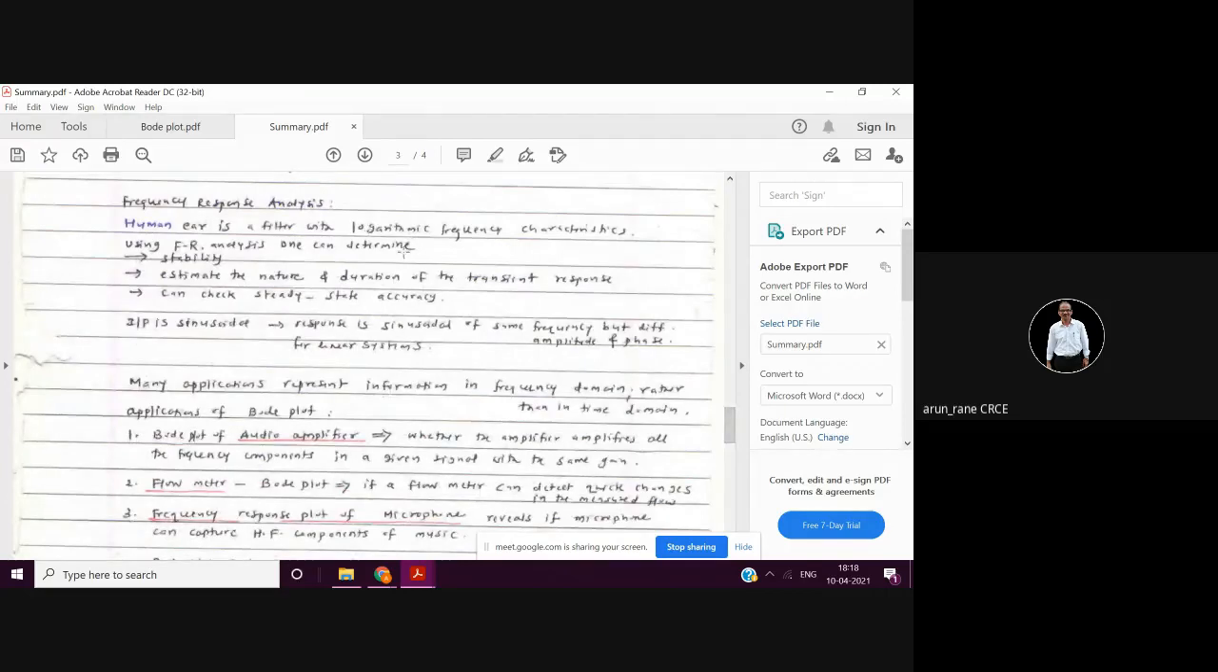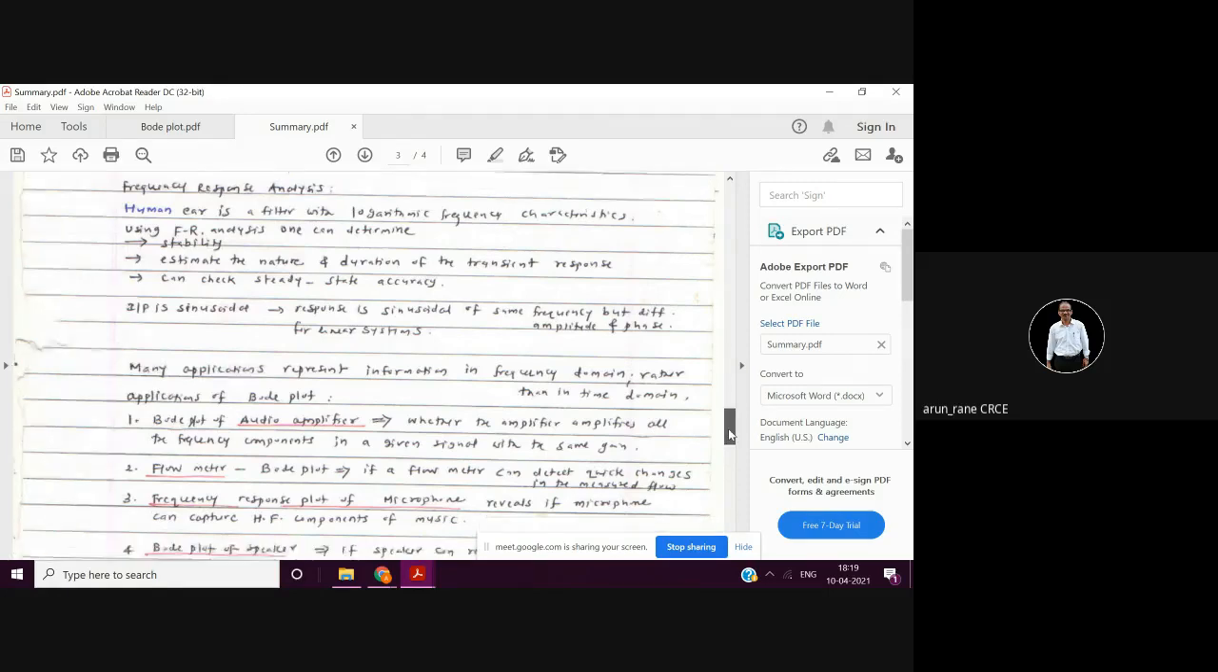Here is a filter with the logarithmic frequency characteristics. Frequency response analysis is helpful for stability, to determine the nature and duration of transient response, and it can check the steady state accuracy. Most of the time the input is sinusoidal and the response is sinusoidal of the same frequency but different amplitude and phase. Many applications represent information in the frequency domain rather than in the time domain.